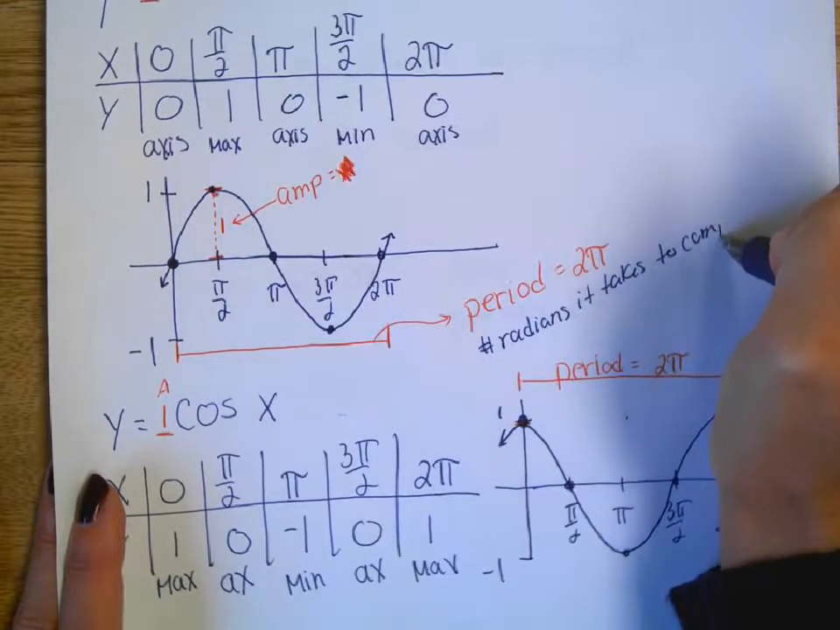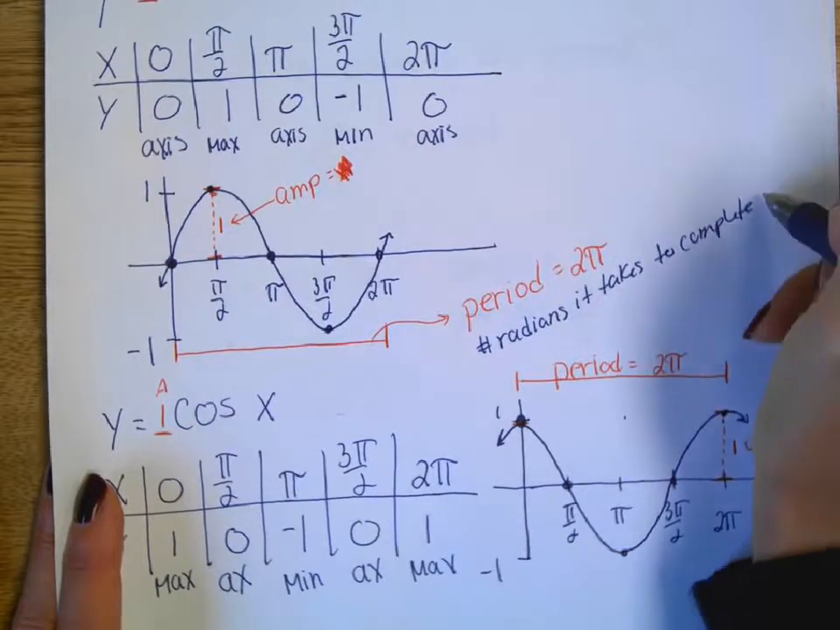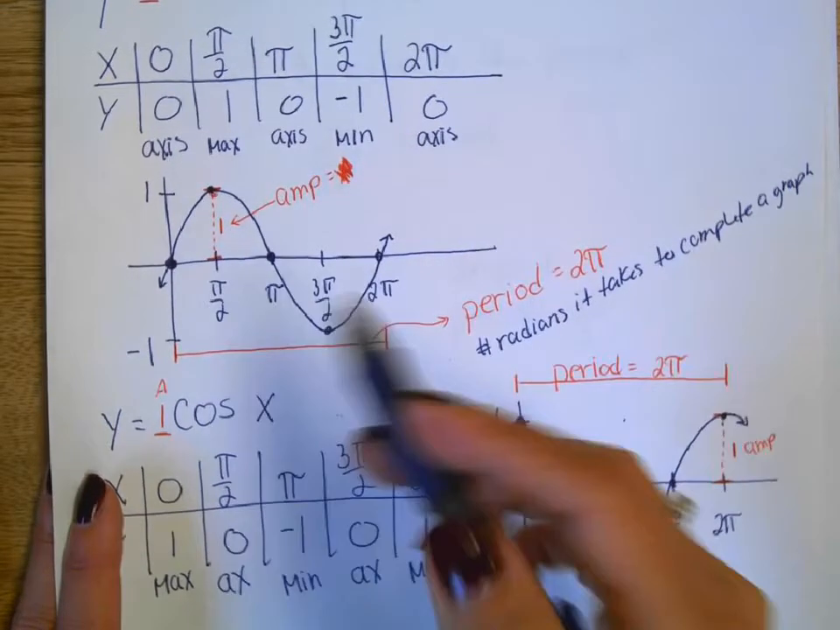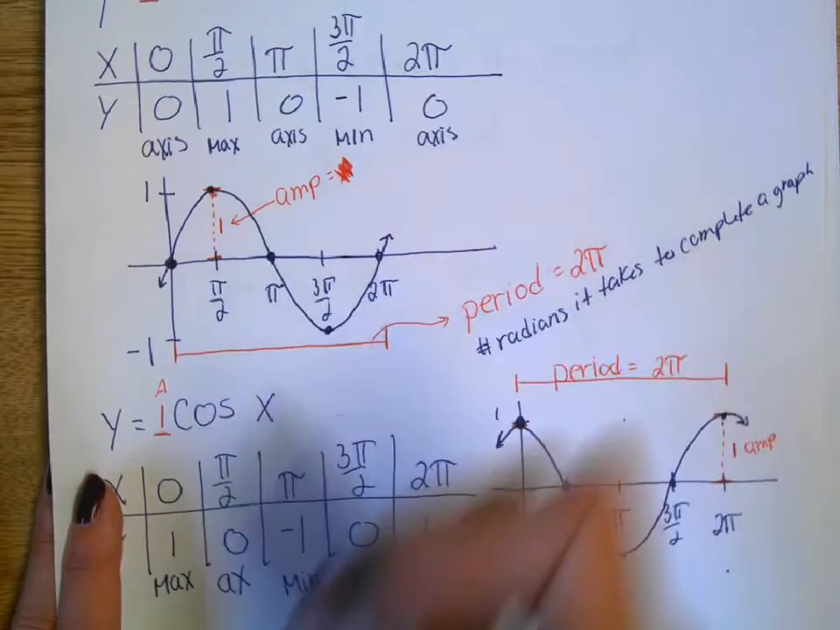So the definition for period is just the number of radians it takes to complete the full graph of sine and cosine, which starts here and goes through those 5 key values.